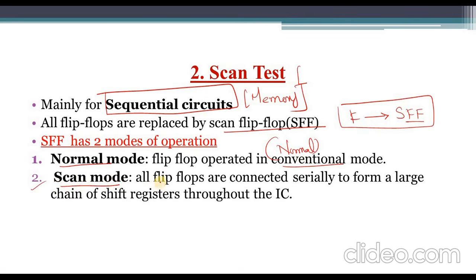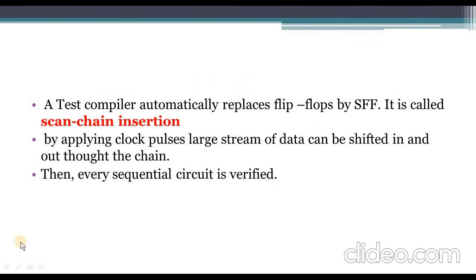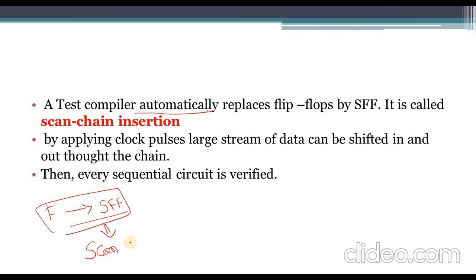In case of a scan mode, all flip-flops are connected serially to form a large chain of shift register throughout the IC. IC means integrated circuit. So here are all the flip-flops. In the circuit, all flip-flops are replaced with the scan flip-flop. It is not done manually, it is done automatically. Here the test compiler will automatically replace the flip-flops with the scan flip-flop. This mechanism is called scan chain insertion.